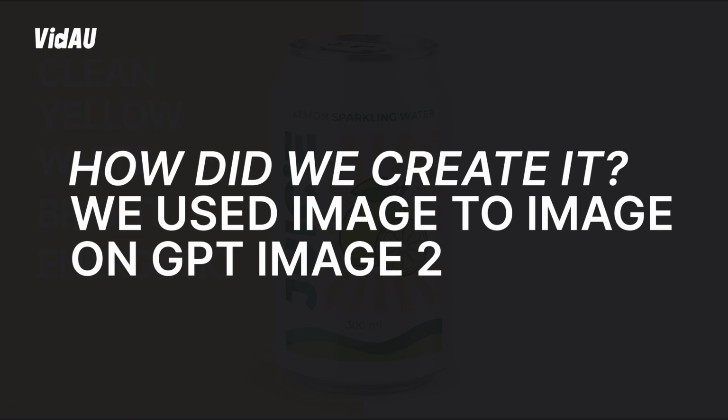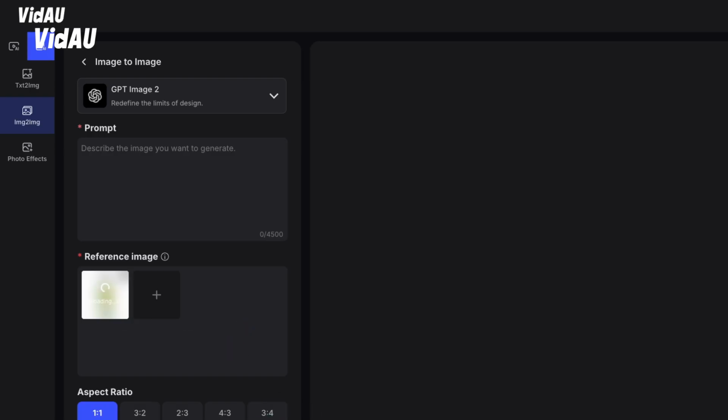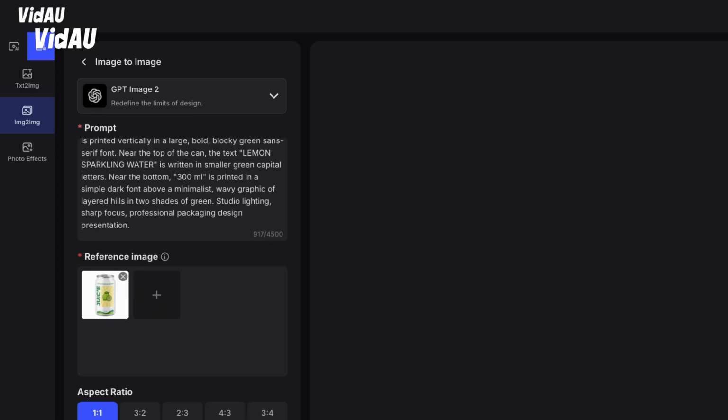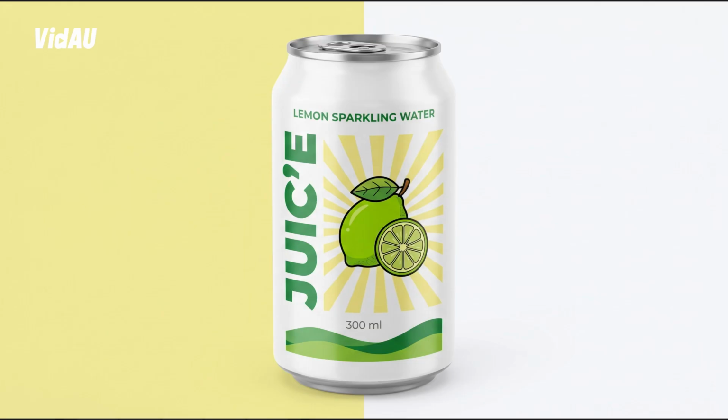How did we create this? We used image to image on GPT Image 2, uploaded our product image as a reference, described what scene and background we wanted to create. And as they say, the rest is history.